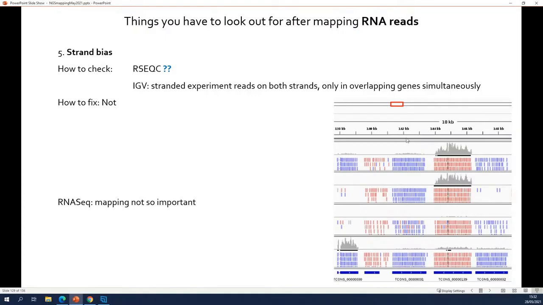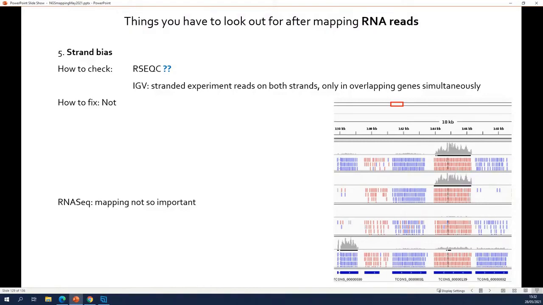People seem to think, in IGV more specifically, that when you have done a stranded experiment, you will only see red reads or only blue ones, so that all the reads will map either to the plus strand of the genome or to the minus strand of the genome. And that's not the case. What the reads will do in a stranded experiment is they will all come from the plus strand of the transcripts or from the minus strand of the transcripts. But it's relative to the transcripts.